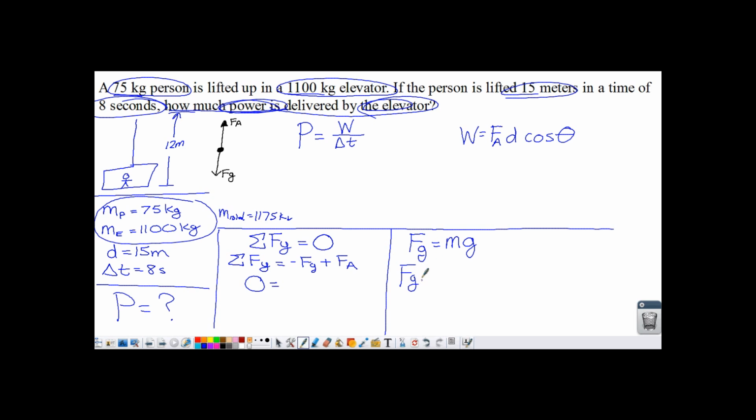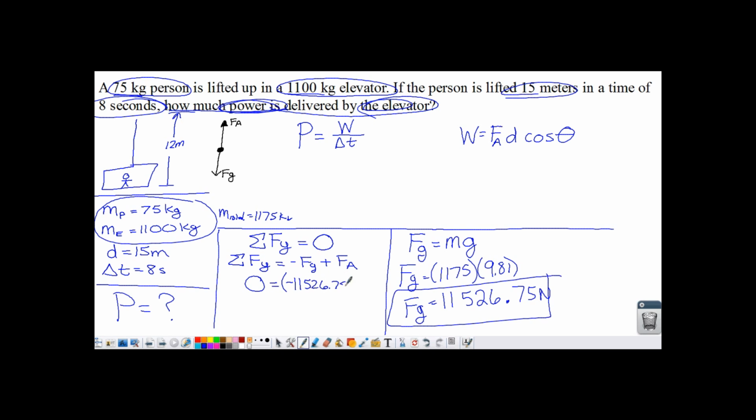Now we can substitute in 1,175 kilograms times 9.81 newtons per kilogram leaves us with a gravitational force of 11,526.75 newtons. Substitute that in over here. So a negative 11,526.75 plus the applied force. Add that to both sides, and we end up with the applied force is equal to 11,526.75 newtons as well.